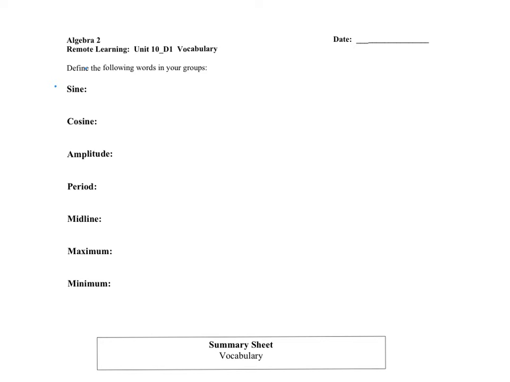When we're talking about sine, the main thing we want to remember is that for sine, it was the y coordinate of all of our unit circle values. We're going to be looking at it a little bit differently in this unit in terms of what it looks like when we graph it on the xy plane. And then cosine, we know, is the x coordinate.